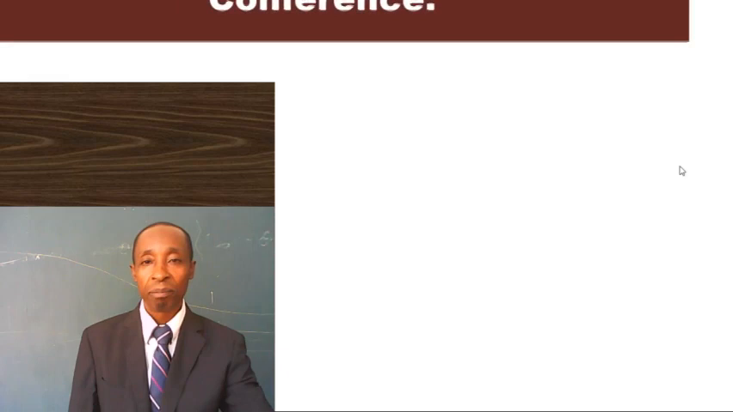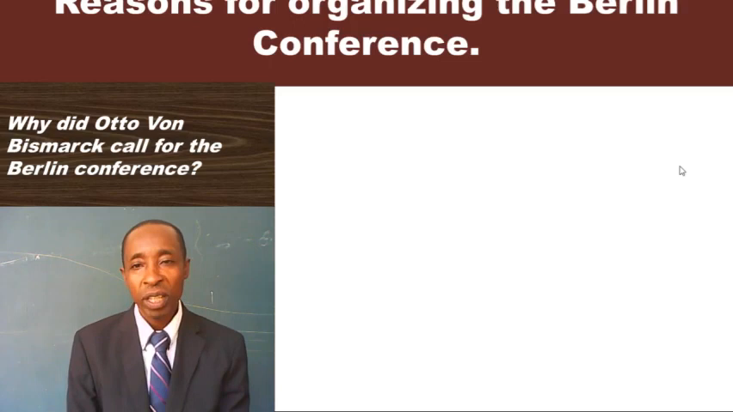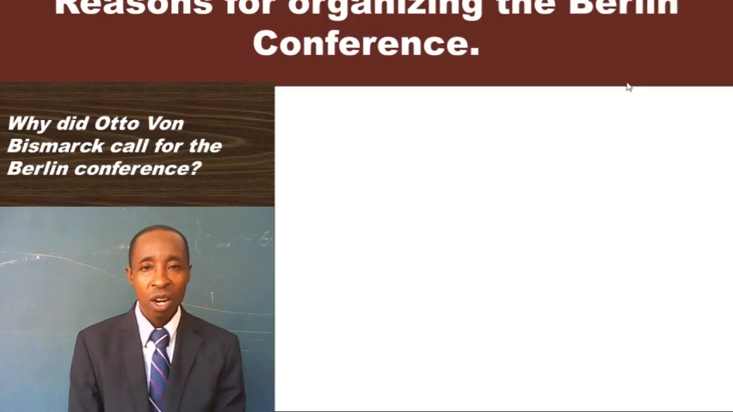Why did Otto von Bismarck call for the Berlin Conference? This takes us back to the title, which is Reasons for Organizing the Berlin Conference. So why was the Berlin Conference organized? We have reasons there why it was organized, and we can go through them one at a time. One is to end the scramble for colonies.